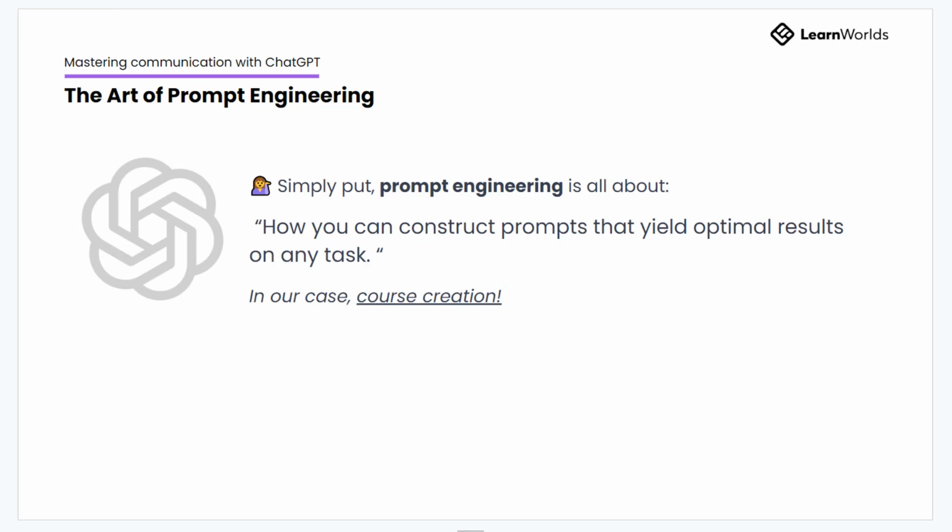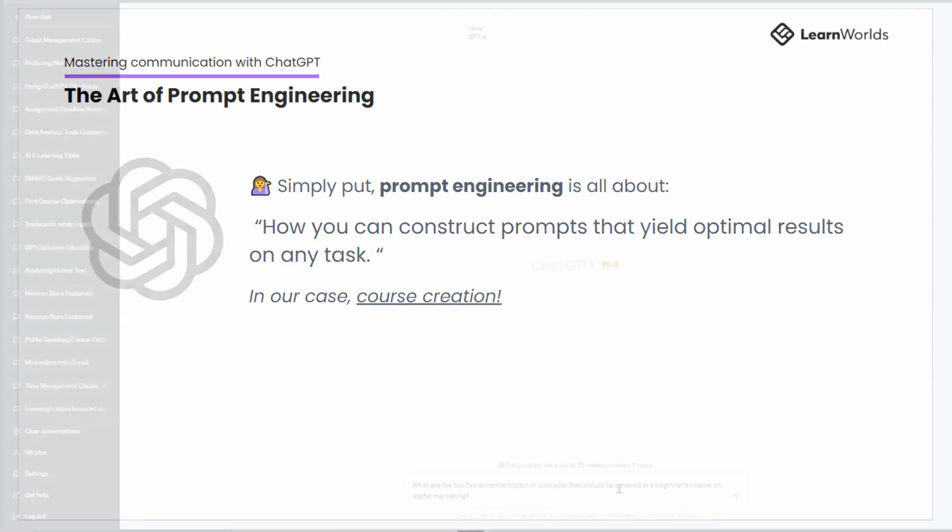As you can see here, simply put, prompt engineering is all about how you can construct prompts that yield optimal results on any tasks. Prompt engineering is the process of creating prompts in a specific way so that ChatGPT gives you the best possible responses. You're basically guiding the tool to provide the answers you're looking for. But let's also see another example in action so you can fully understand and grasp what prompt engineering is.